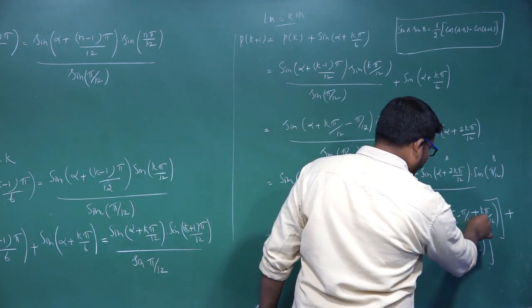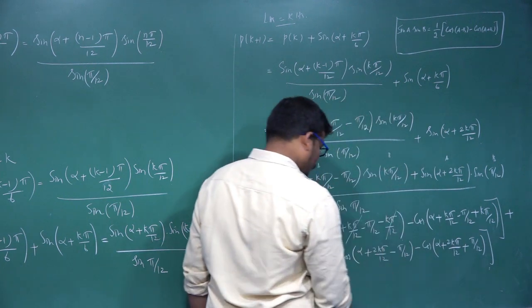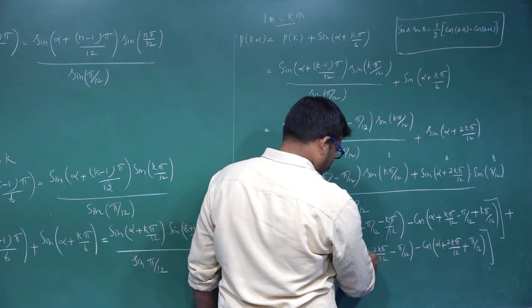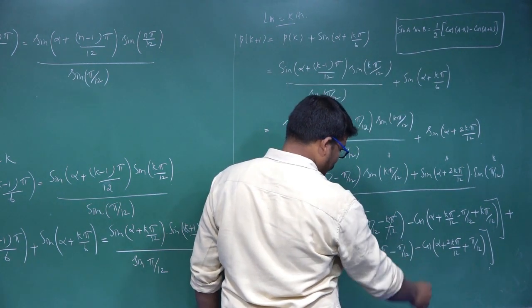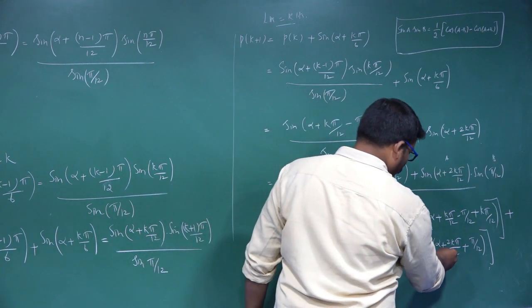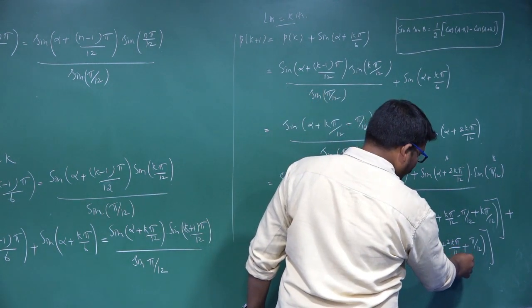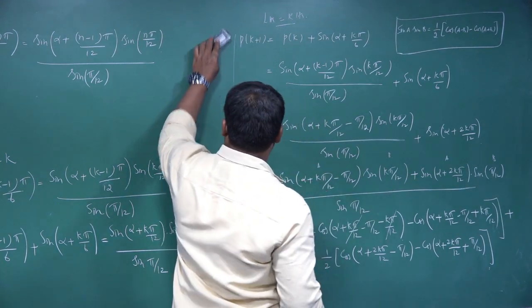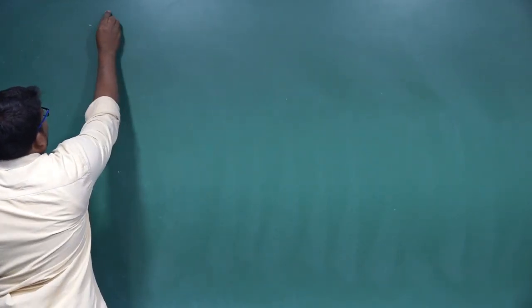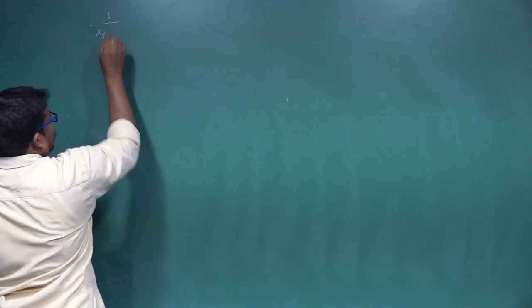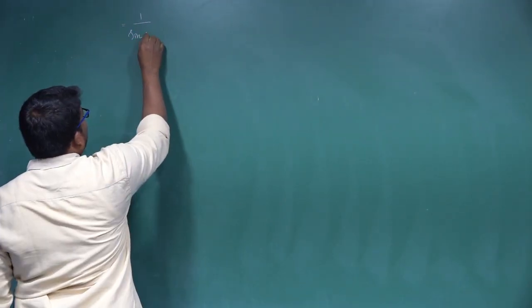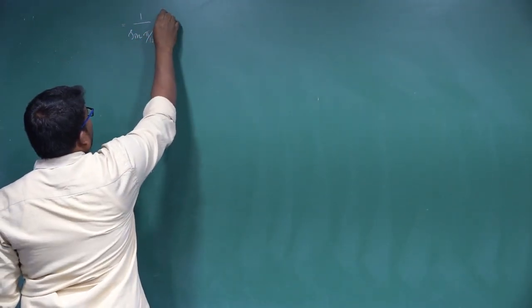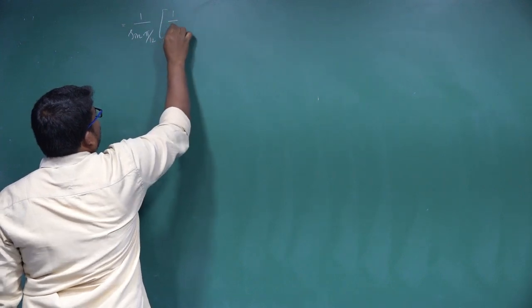Alpha plus k pi by 12 minus pi by 12 plus k pi by 12, this one, alpha plus 2k pi by 12 minus pi by 12 is 1, cos of alpha plus 2k pi by 12 plus pi by 12. Write the next one, that is equal to 1 by sin pi by 12 into 1 by 2.